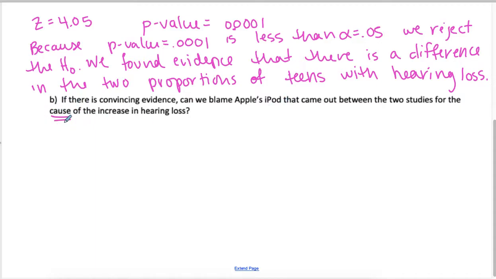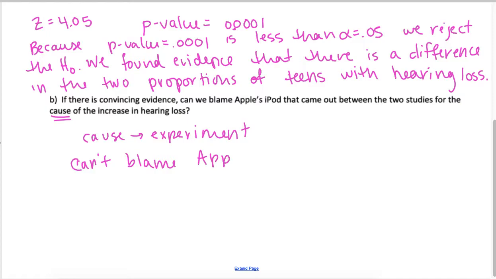This idea of cause has to do with the design of the study. This is an observational study. They didn't know that something was going to change. They just kind of investigated it. We cannot say that this was a causation. So causation has to be in an experiment. And again, this was not an experiment. It was an observational study. So can we blame them? No. Can't blame Apple. That would be a lot of money, though, if they could.